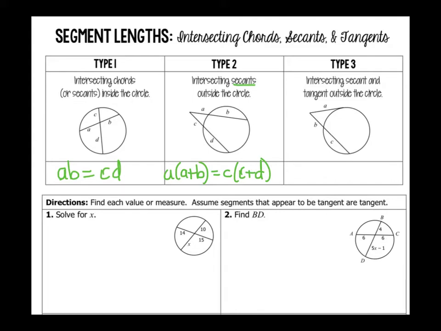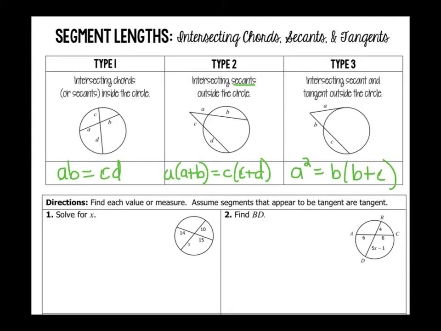And this third one, when you have an intersecting secant and a tangent, remember this is a tangent because it's tangent right here, and this is a secant, a line that intersects the circle twice. That equation is going to be A squared equals B times B plus C. That will help us solve for segments.